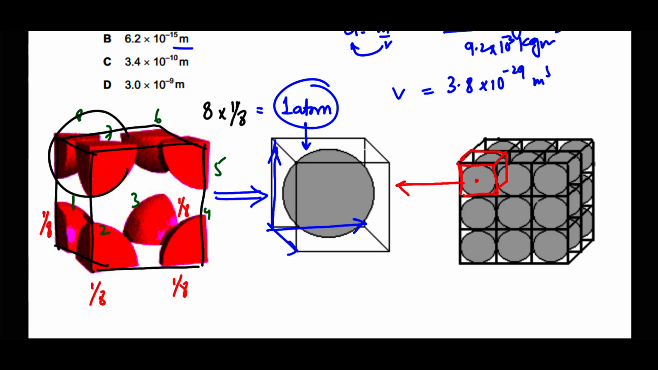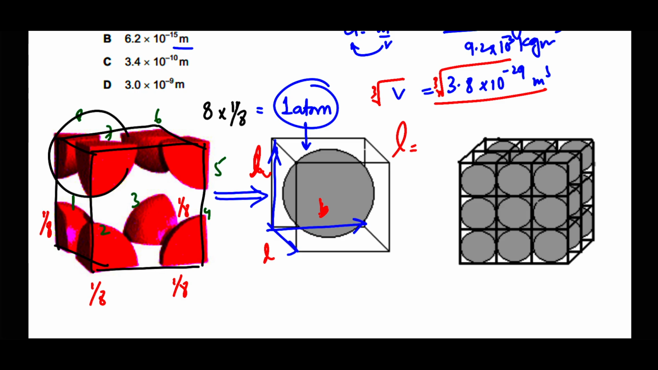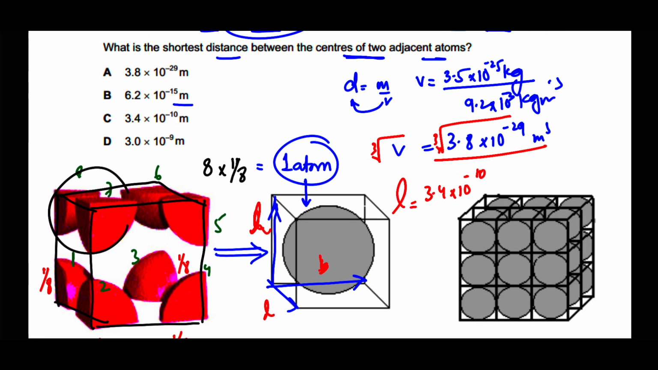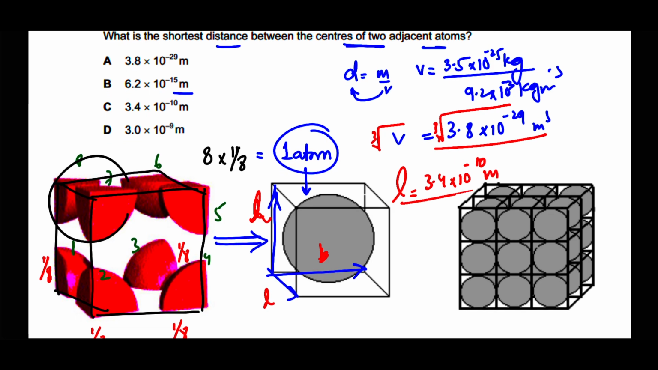So if we were to assume the distance from center to the next atom, then definitely we need to find the length of one of the sides. In order to do that, we can take the cube root of this value, and you can find that the length, breadth, or height, however you want to visualize it, comes out as 3.4 into 10 raised to the power minus 10 meters. Yep, like this one.